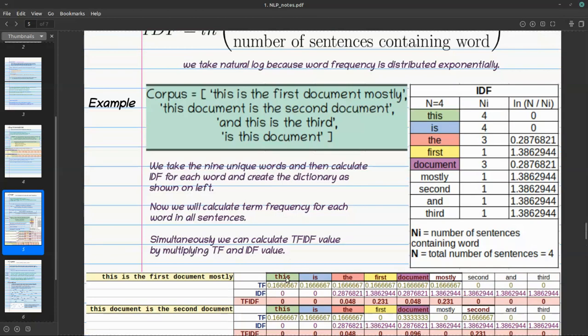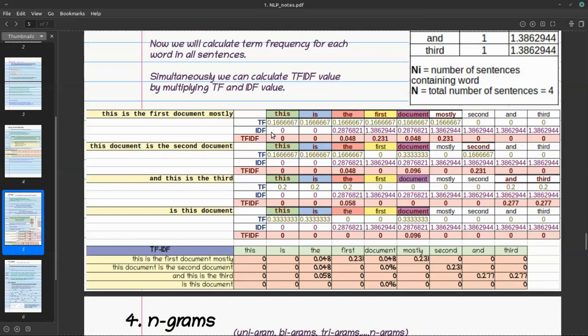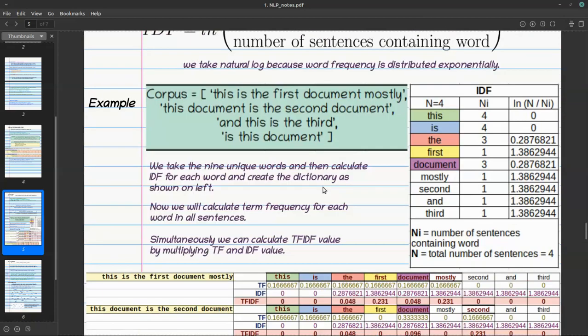So if you want to calculate the term frequency of this, it is occurring just one time, divided by the total number of words, 6. 1 by 6 is nothing but 0.1667. Then multiply TF and IDF. So you'll get the TF-IDF value. So these all are the TF-IDF values. Correct. So that's how we convert our sentences into vector form. Right. So that's how TF-IDF is calculated. Any doubt, guys?